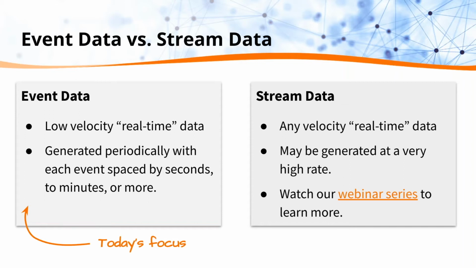And there are 2 types of real-time data that we support. With event data, we talk about it as low velocity, and by low velocity we mean it's generated periodically, with each event spaced by seconds or minutes or more, or just periodic. Whereas the other type of real-time data we refer to as stream data. And this is any velocity real-time data, and this may be generated at a very high rate.